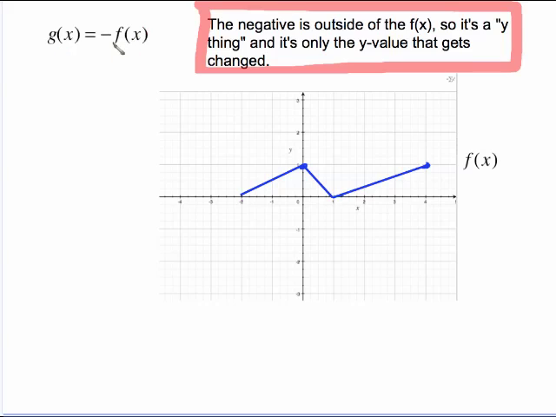So take a look at this. g of x equals negative f of x. I have just drawn this old graph here, f of x. And I want to then make a transformation where I have negative f of x. So this negative is outside the f of x. That tells me it's a y thing. So it's only the y value that gets changed.